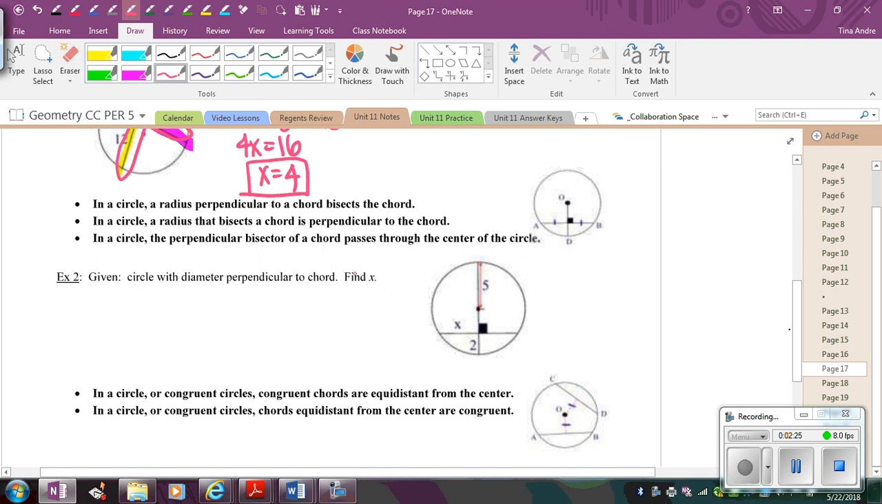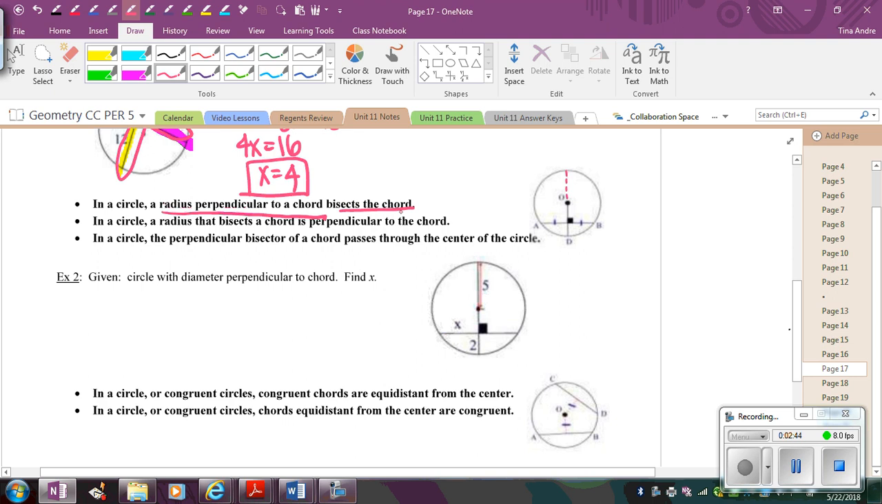Looking at the next theorem, there are lots of different ways to write this, but basically what it's saying is if you have a radius, or I could extend this and say a diameter, just keep that in mind, that is perpendicular to a chord, then it's bisecting that chord. So it's creating two congruent pieces. If you have a radius perpendicular to a chord, you're bisecting the chord.